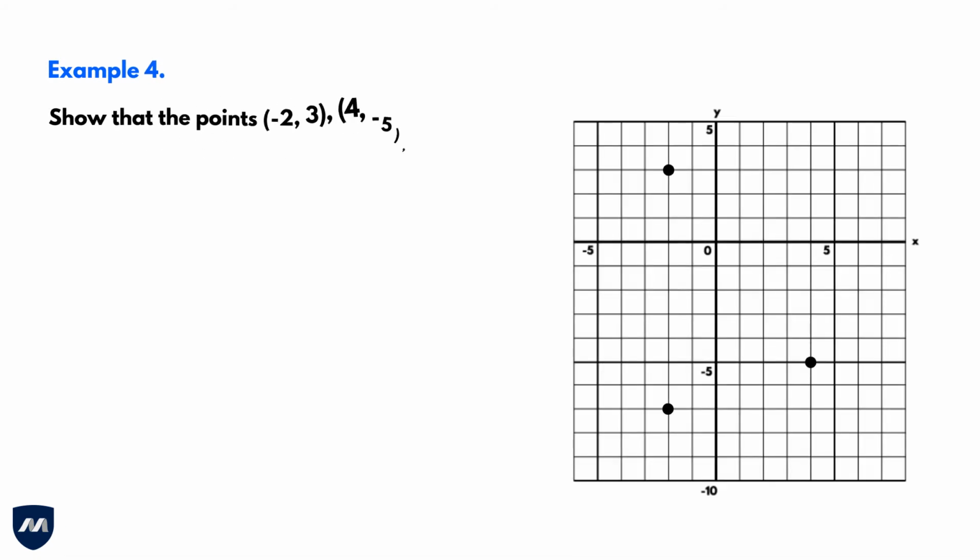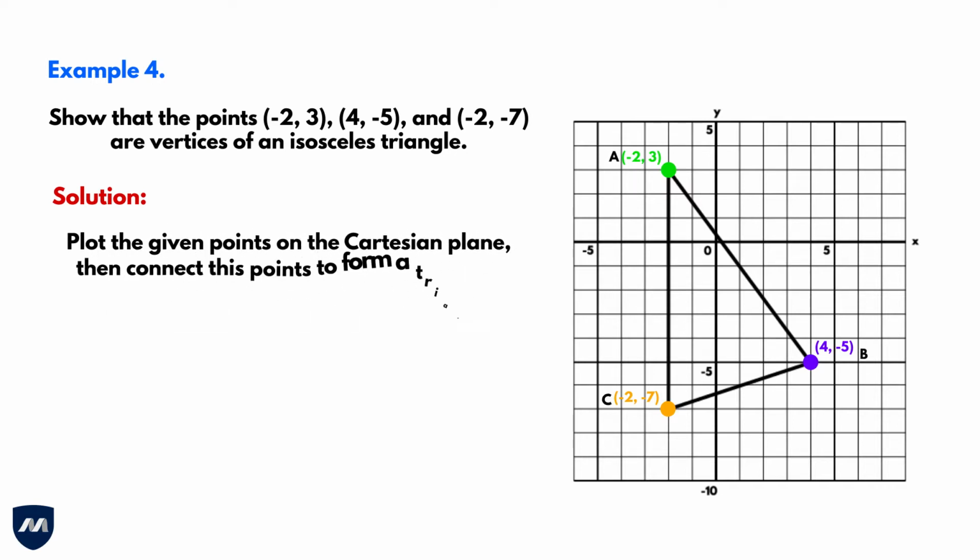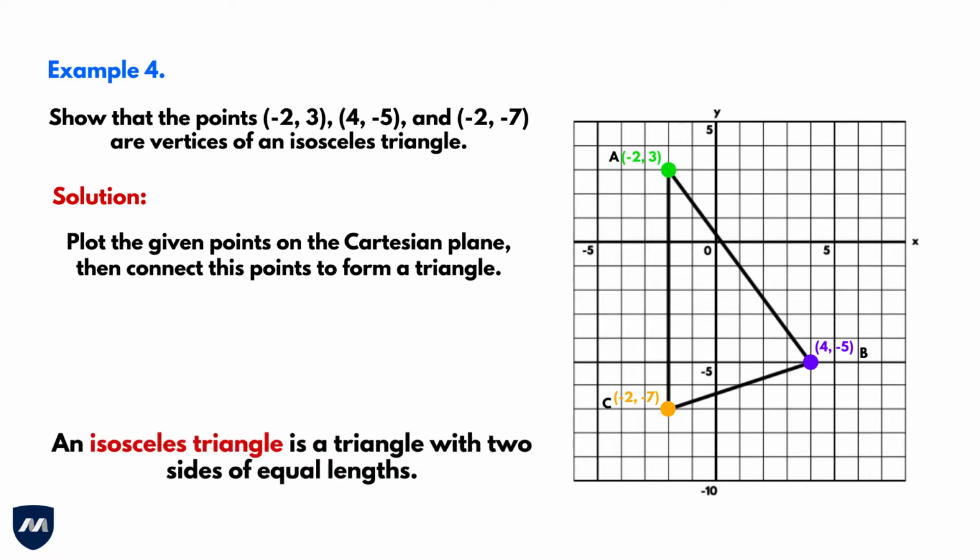Now, let's try to answer more challenging problems. Example 4. Show that the points (-2, 3), (4, -5), and (-2, -7) are vertices of an isosceles triangle. Solution: plot the given points on the Cartesian plane. Then connect these points to form a triangle. An isosceles triangle is a triangle with two sides of equal lengths.